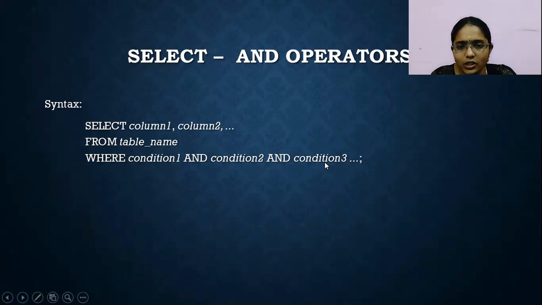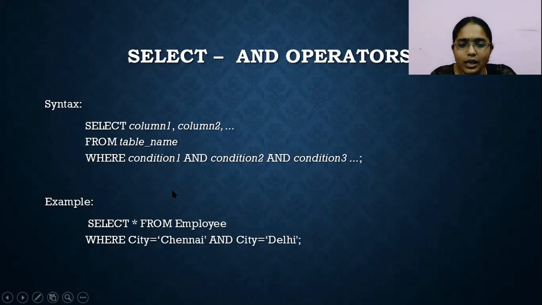In the previous example we gave, if the employee city is Chennai, then pick all the information of the employee. So instead of applying one condition, you can apply many conditions. It is like select star from employee where city equals Chennai and city equals Delhi, where I want the information of an employee who is from Chennai and Delhi. So I can apply multiple conditions in this way also. So either you can apply one condition or you can apply multiple conditions. Clear with it? And this is all about your AND operator. We'll move on to next one.